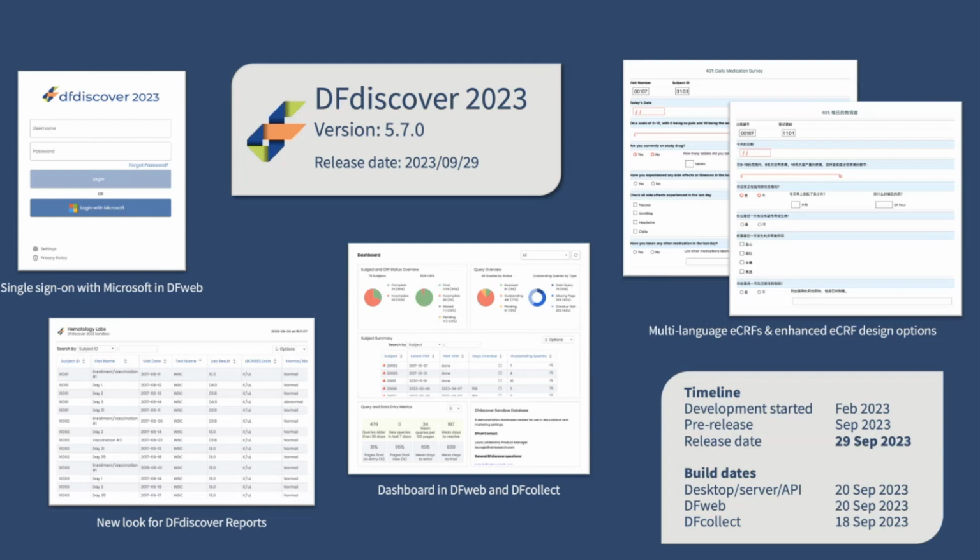We started development for 5.7 back in February after we released 5.6. We shared the pre-release version with a few of you in early September and released at the end of September. And when you install the different tools, you'll find that the build dates for most of the applications is the 20th of September, but DF Collect specifically has a build date of the 18th of September.